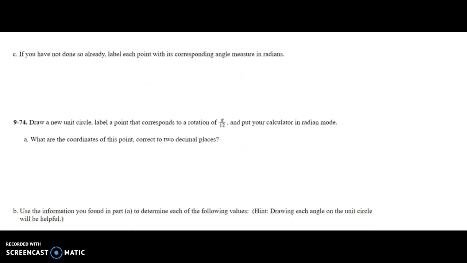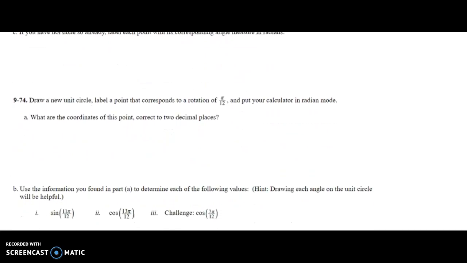Moving on to 974, you want to draw a new unit circle. Remember, a unit circle has a radius of 1, and then label a point that corresponds to a rotation of pi twelfths, and put your calculator in radian mode. We'll come back to something like that in a little bit. So if you have pi twelfths, what is something that would correspond to pi twelfths?